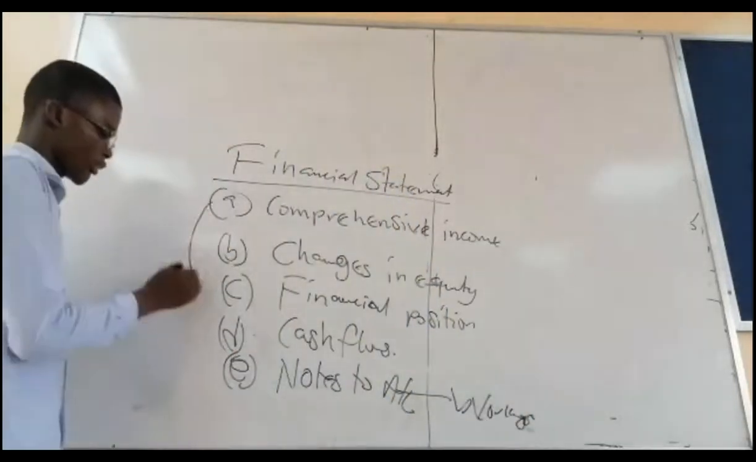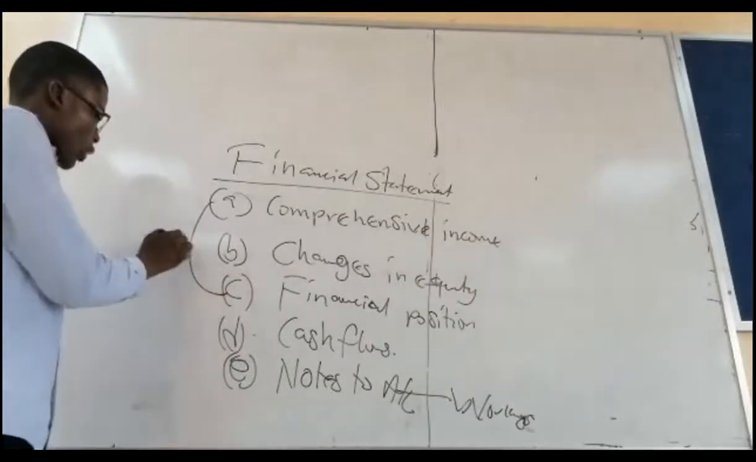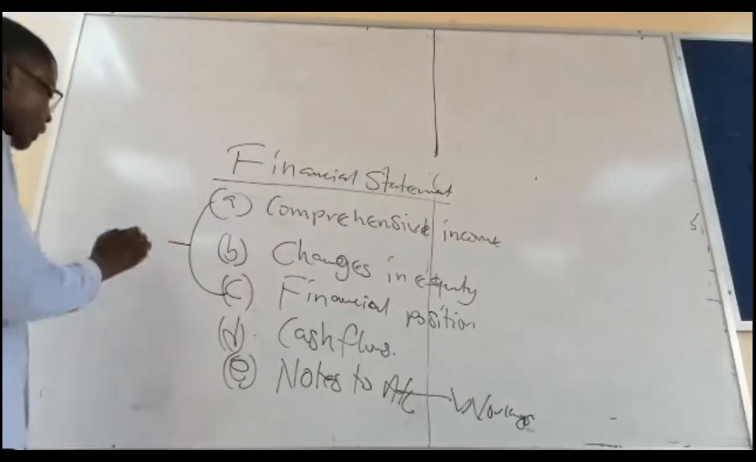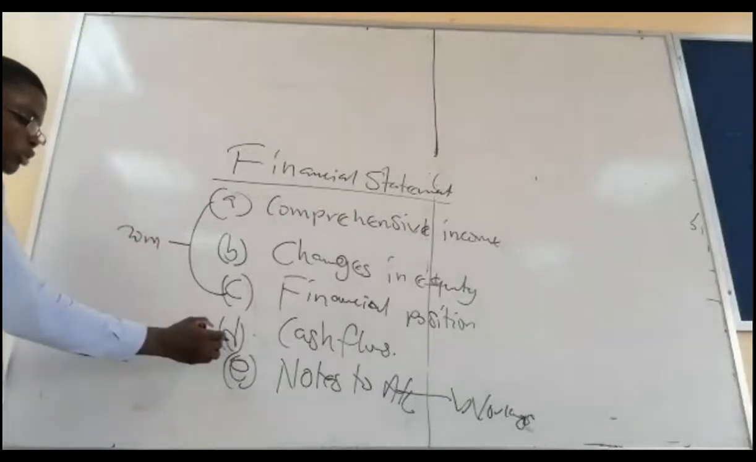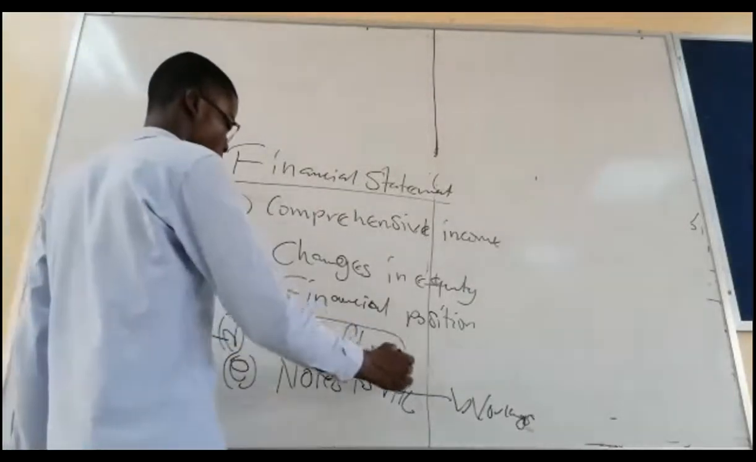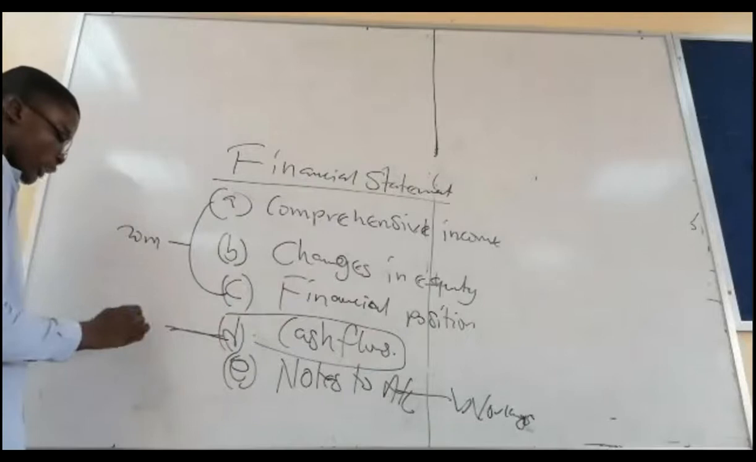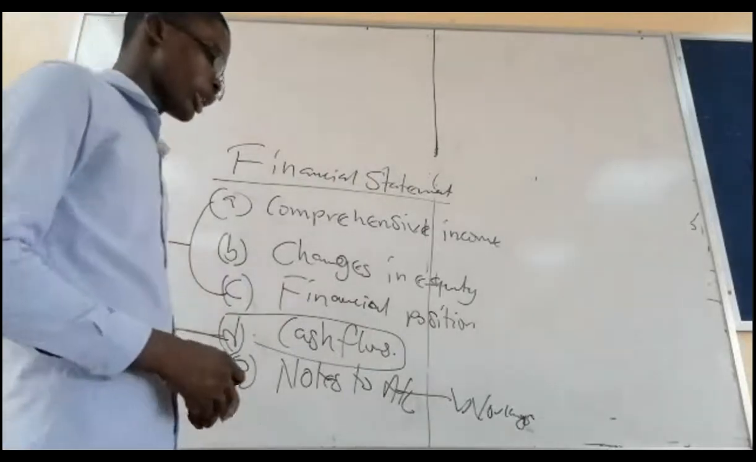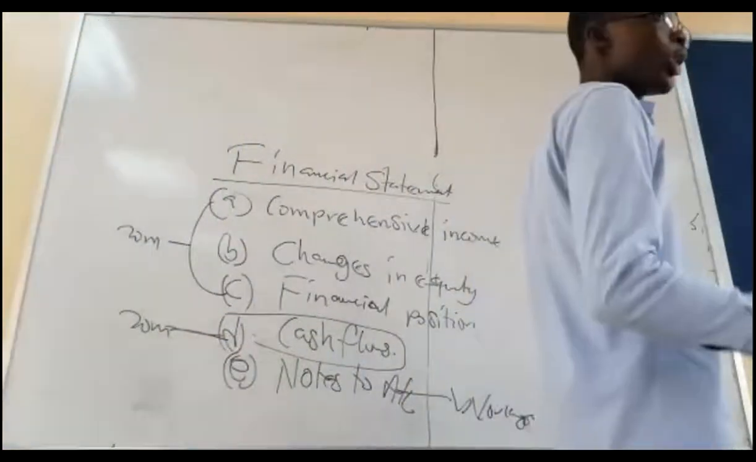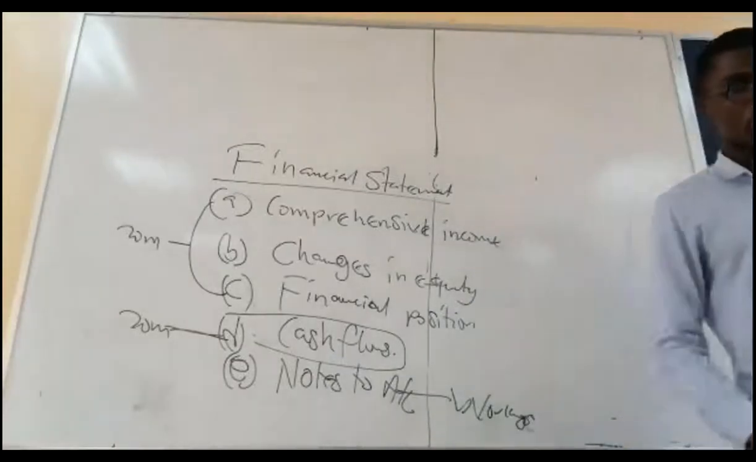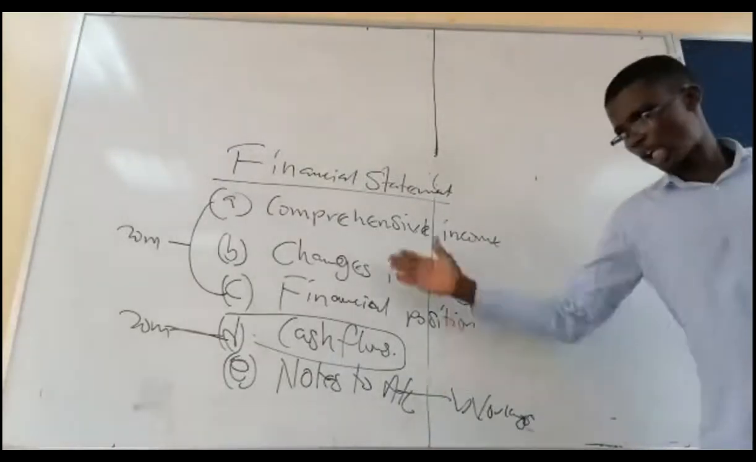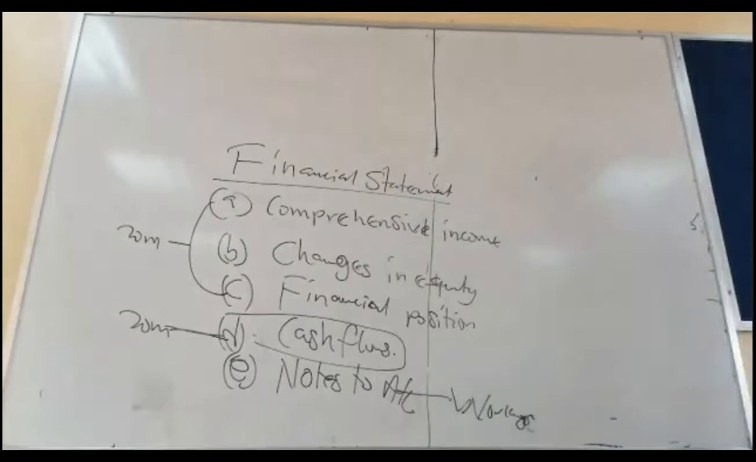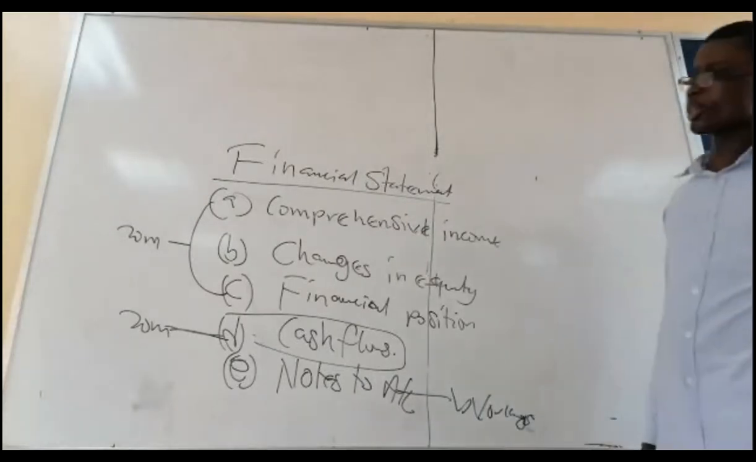Now, the first 3 is one set going for 20 marks. The last one is on its own. The cash flow, the fourth one, is also going for 20 marks. So here alone, you can get 2 strong questions. Each of them is on their own. So you should know how to prepare financial statements. Good.